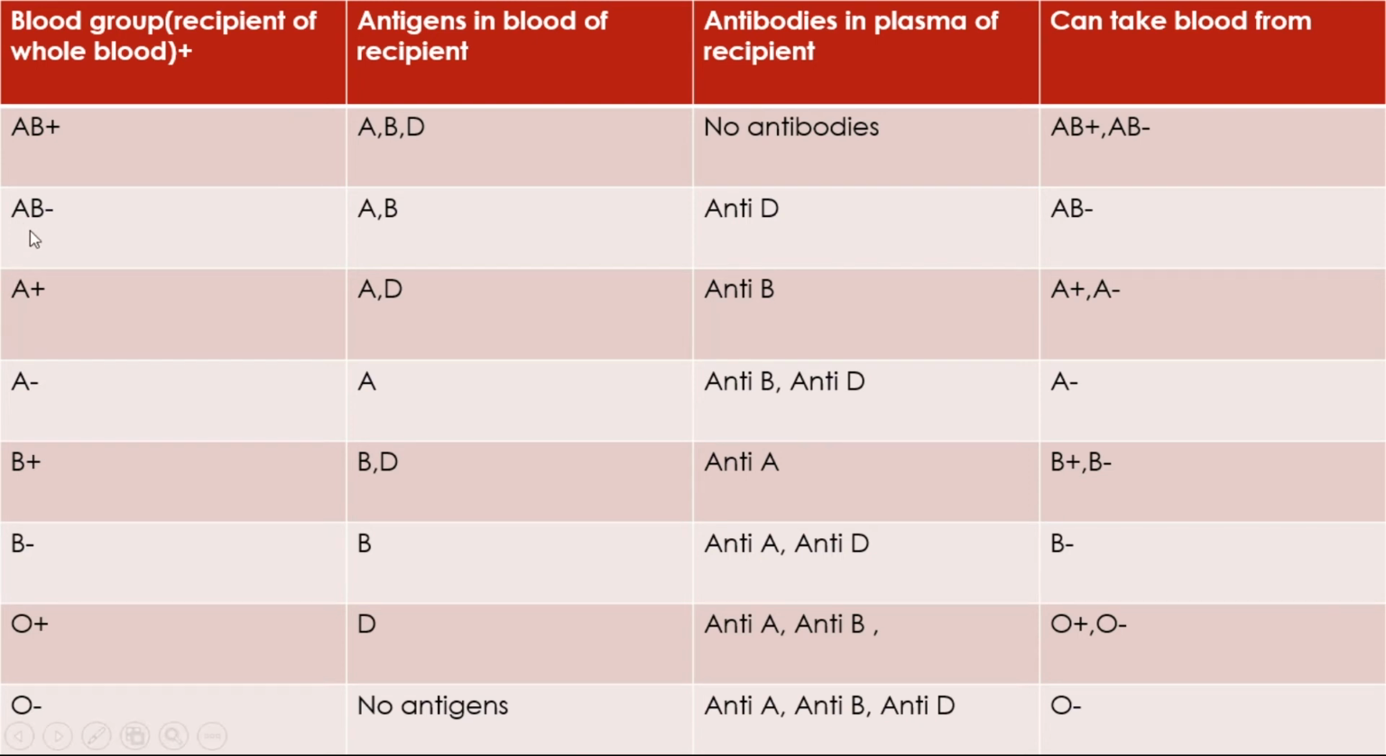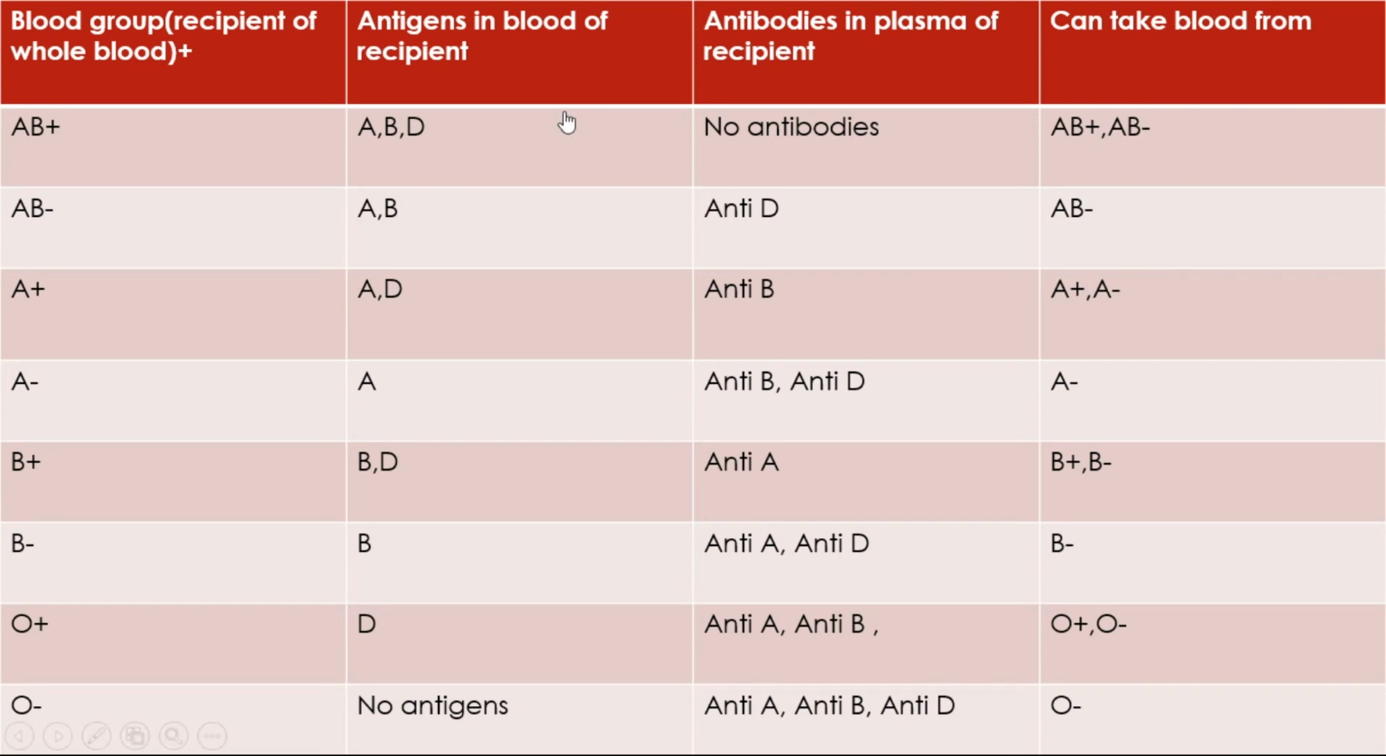If our recipient is AB negative, then if we give AB positive, the recipient's blood, because it is Rh negative, will recognize the Rh positive or antigen D as the foreign invader and will attack the blood. So we cannot give AB positive to an AB negative person. An AB negative person will have whole blood from AB negative only.